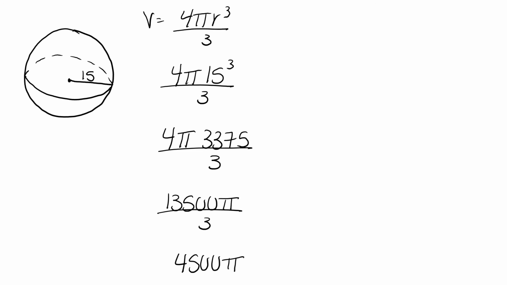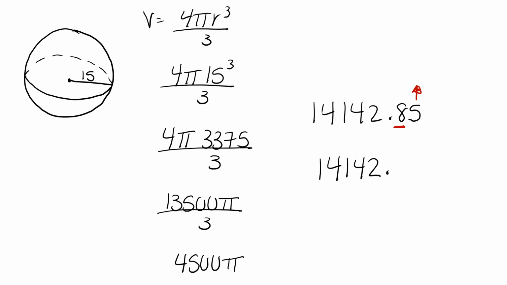The directions tell us to use 22 over 7 for pi. And so when we multiply, we end up with 14,142.85714. We're going to round to the nearest tenth as per the directions. 8 is in the tenths place. The 5 tells us to round up. And so our answer ends up as 14,142.9.